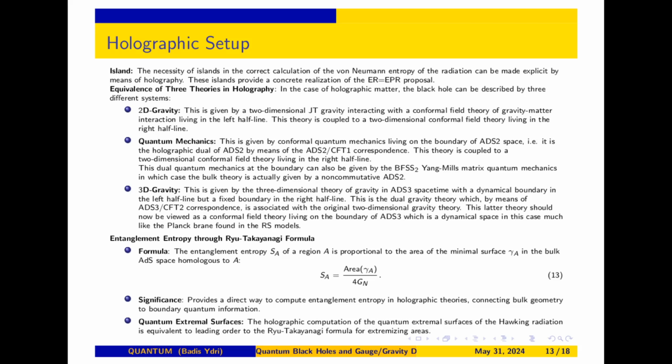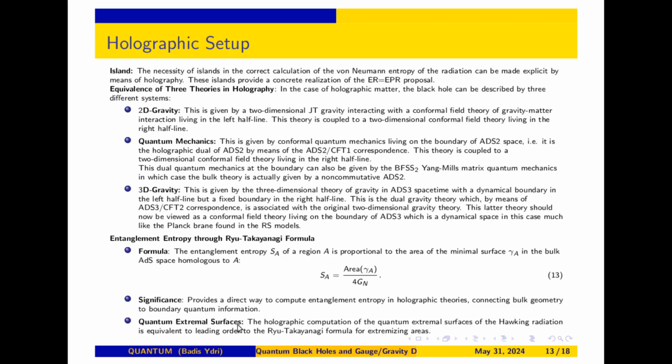In holographic theories, the entanglement entropy of a region is proportional to the area of the minimal surface in the bulk AdS space, as given by the Ryu-Takayanagi formula in equation 13. This formula provides a direct way to compute entanglement entropy in holographic theories, connecting bulk geometry to boundary quantum information.